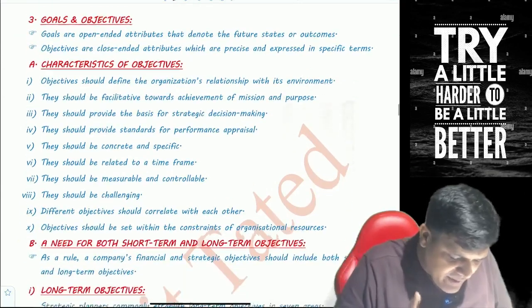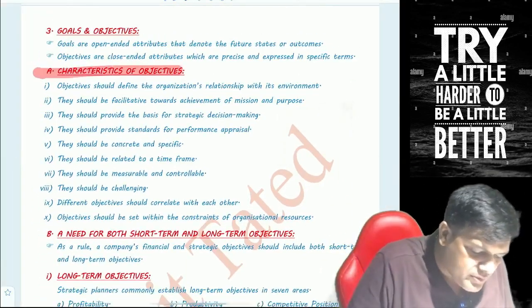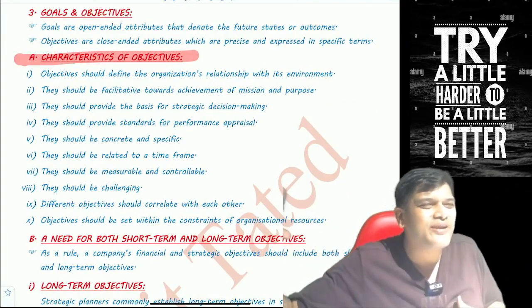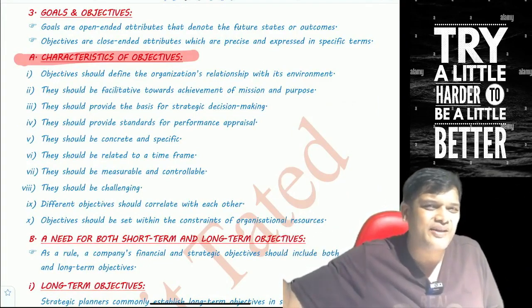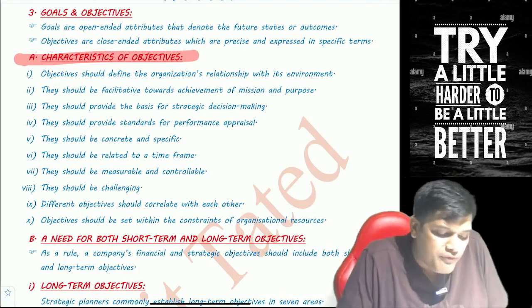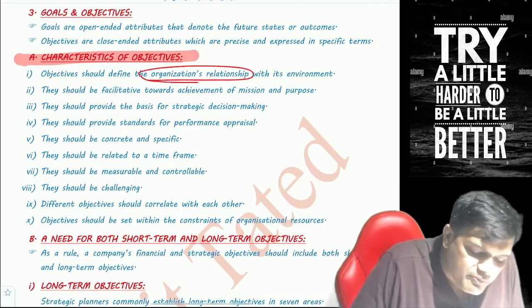So first of all, the basic question is what are the characteristics of goals and objectives? This is what you please keep in mind. Make sure ये अच्छे से रट रहे हो. Everybody on the screen, ये अच्छे से ध्यान रख रहे हो. Please make sure ये अच्छे से ध्यान रख रहे हो. Okay, so objectives, first point, it should focus on defining the organization's relationship with its environment.